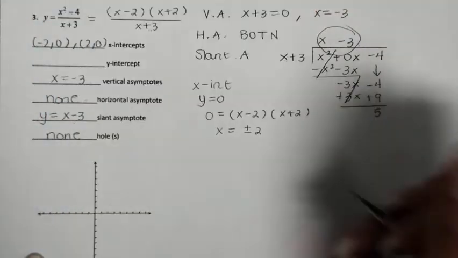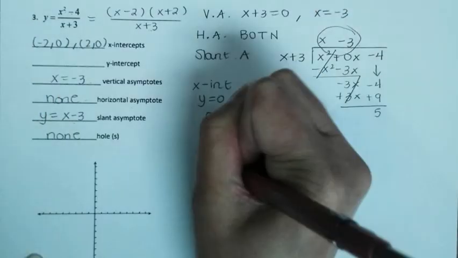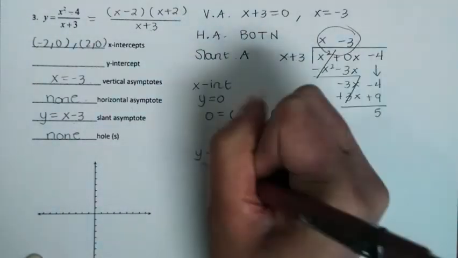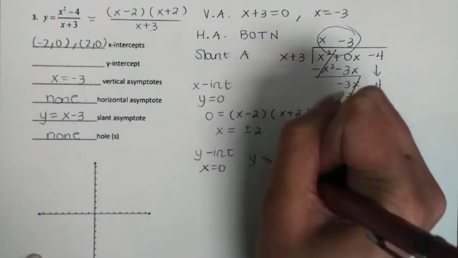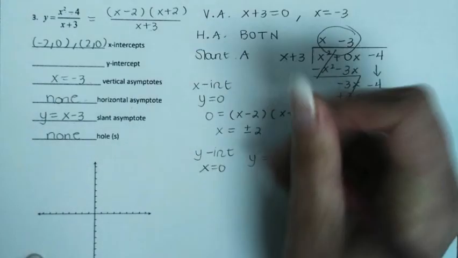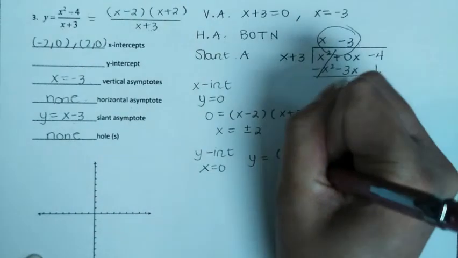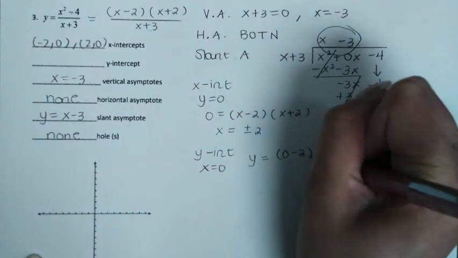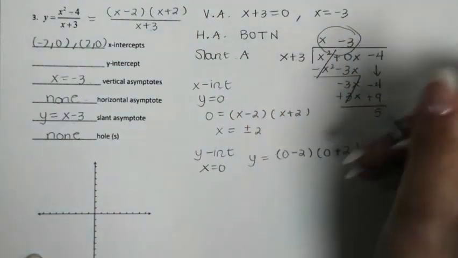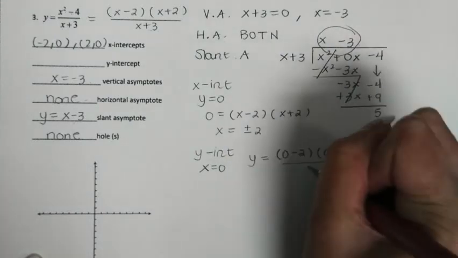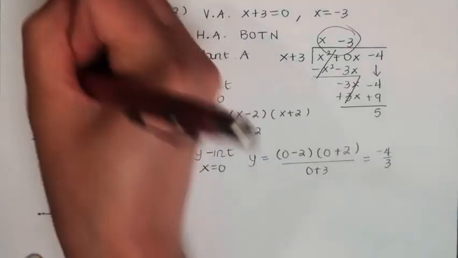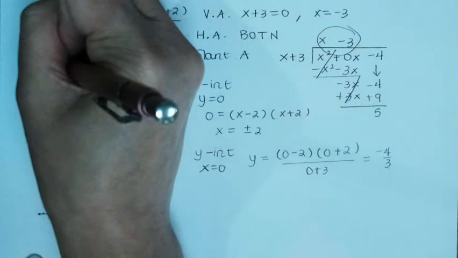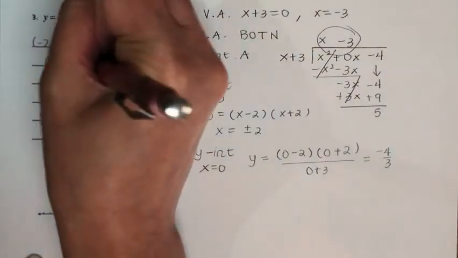Okay, after that you need to find your beautiful y-intercept. Set x equals 0. So you know that when that happens, you plug that in here. You have y equals 0 minus 2 times 0 plus 2 divided by 0 plus 3, which is going to be negative 4 over 3. So your y-intercept is the point (0, -4/3).